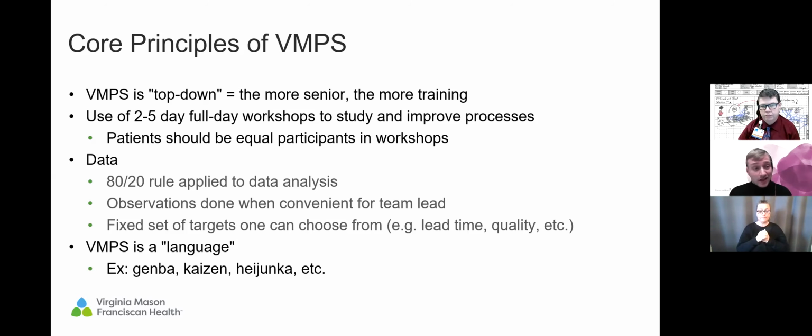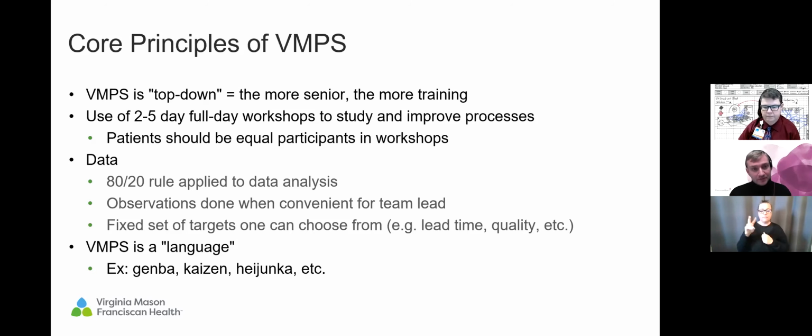When we do data collection, we often use several rules of thumb. We do the 80-20 rule when we're looking at data. So we disregard any outliers in favor of what's happening most of the time, because we believe it's most representative of the process. Observations are often done when it's convenient for the team leader or the person gathering the data. So most of the time, data is gathered during weekday shifts. And when we choose our targets, we're choosing from a menu that's been preset and in place for years.